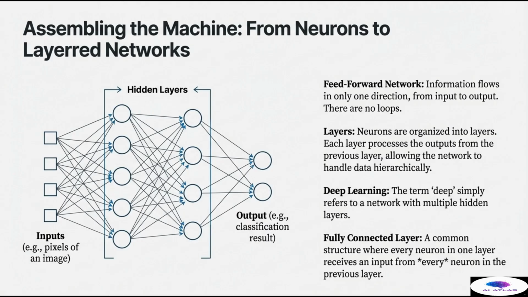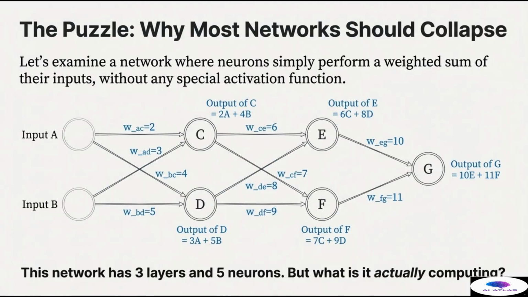This is a common structure where every neuron in one layer receives an input from every single neuron in the previous layer, ensuring that all possible information pathways are considered during the processing step. Before we proceed further, we must address a fundamental question that troubled early AI researchers. The puzzle: why most networks should collapse. This puzzle explains precisely why simply stacking perceptrons wouldn't work, even if we added dozens of layers.